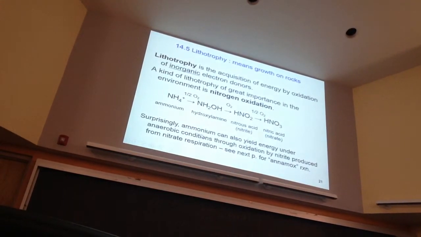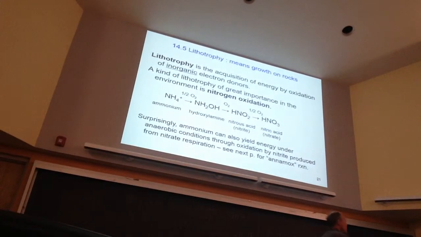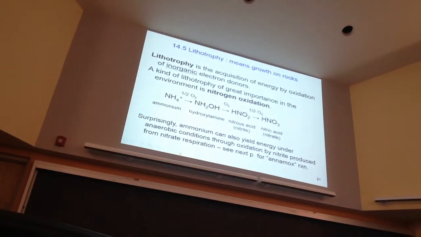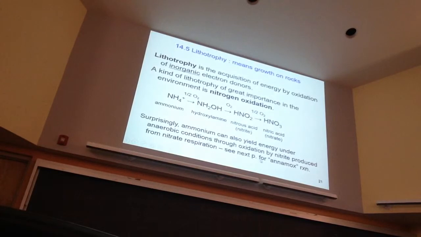So then we're going to finish up with this pathway right here, using ammonium and oxidizing it to nitrate, that was discovered about 100 years ago by Sergei Winogradsky, and maybe even Weisring, but a long time ago. But recently, they found another pathway, that ammonium can also yield energy under anaerobic conditions through oxidation by nitrite produced from nitrate respiration. So see next page for the Anammox reaction.